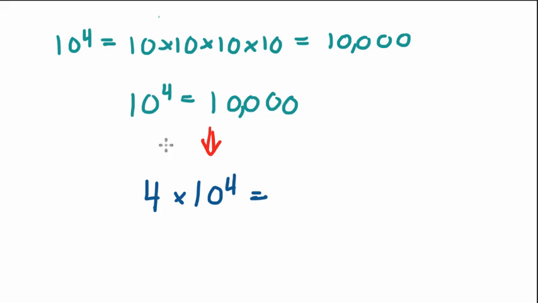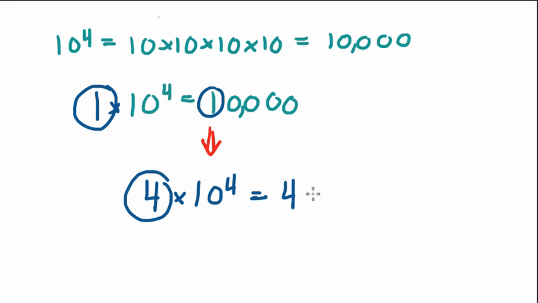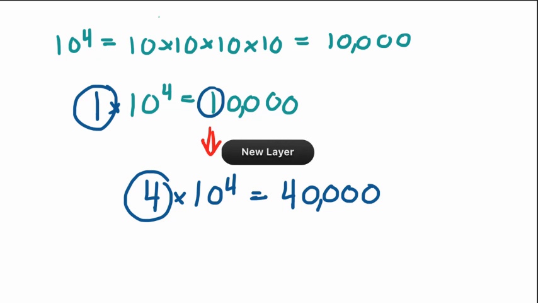Because really what this could be is 1 times 10 to the fourth. Notice that there's that pattern, okay? Well, what happens if we have a 4 instead of a 1? We just add 4 zeros to it, okay? So when we think of that, there's a pattern when we're multiplying by exponents.